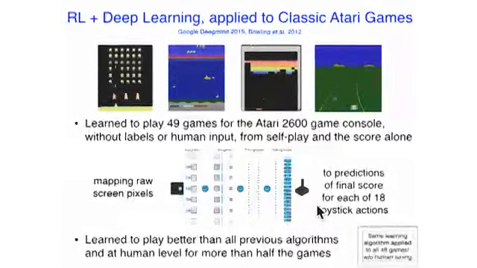And in this way, it learned to play very well, not really superhuman level in most cases, but better than all previous algorithms and at or near a human level for more than half the games. Just note that this was the same learning algorithm applied to all 49 games. There was no tuning to the particular game.